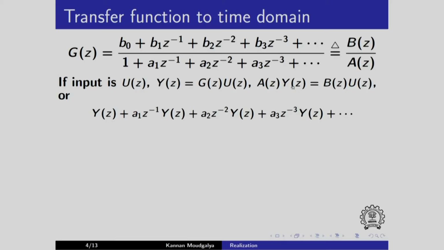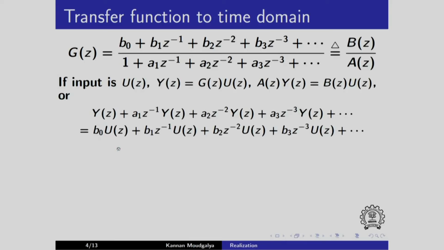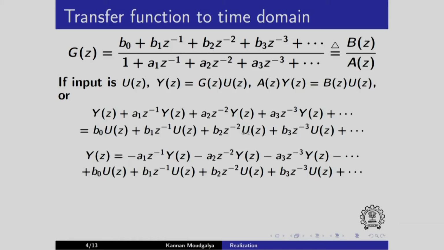So AY is written here, this is A, we multiply the whole thing by Y, so we have Y into Y is here, A1 Z power minus 1 into Y and so on. Similarly, B into U is this whole thing into U that we have here. So what do we do next? It is obvious. We take all the past terms to the right hand side and the U terms we keep them as they are.